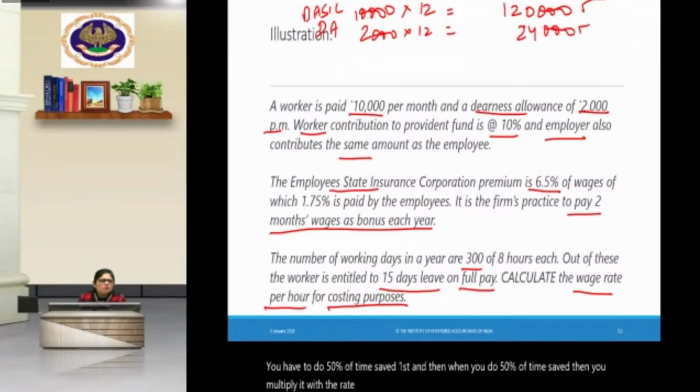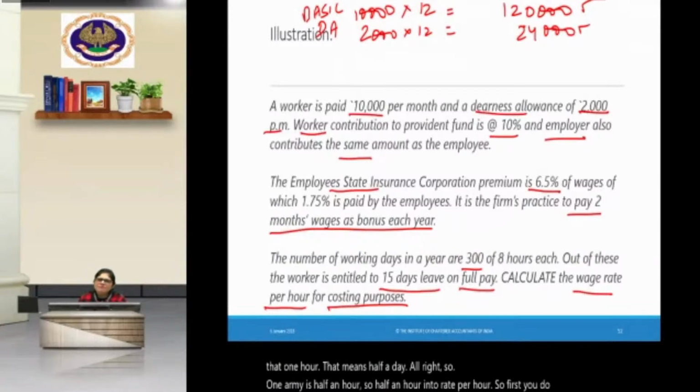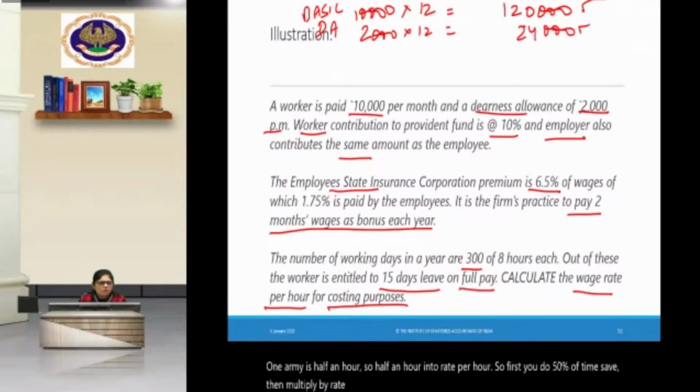Clear? So if the worker has saved 1 hour, first do 50% of that 1 hour. That means half an hour. So half an hour into rate per hour. So first you do 50% of time saved, then multiply by rate per hour. So Partha, I hope you have understood this.